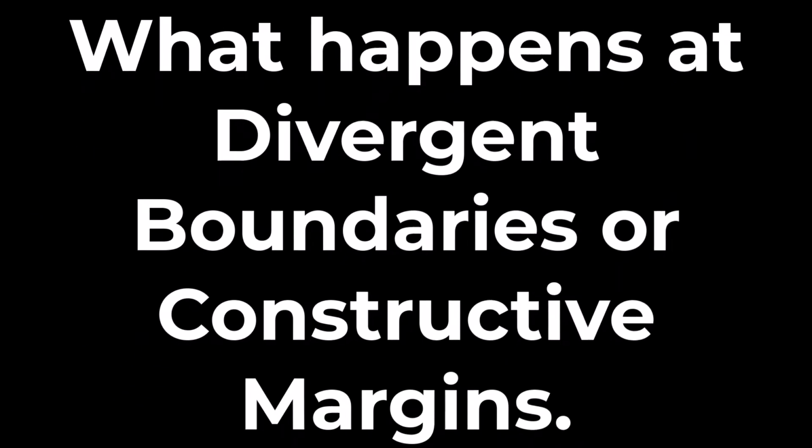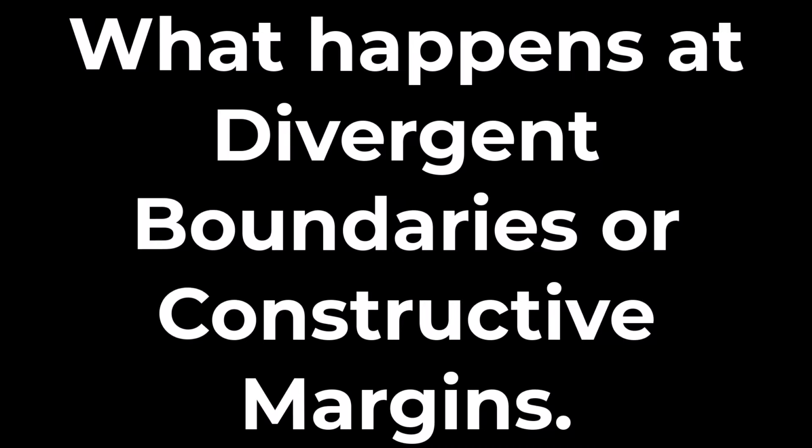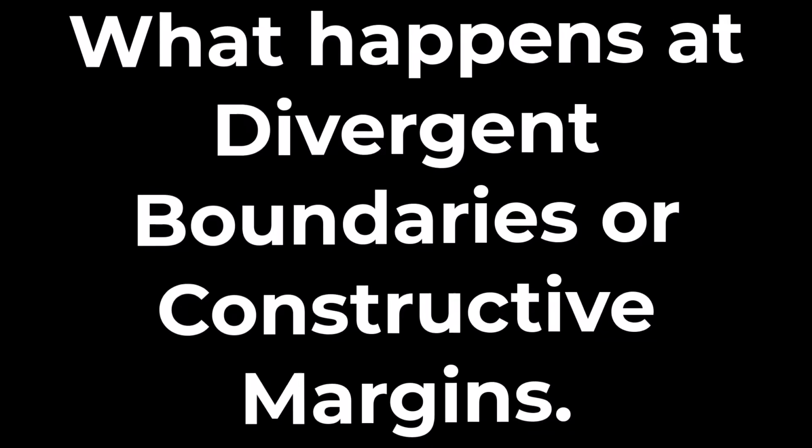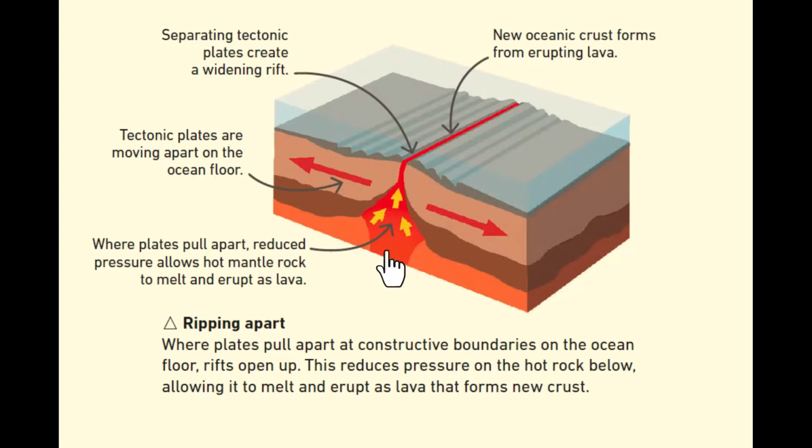Dear learners, in this video, I am going to explain what happens at divergent boundaries or constructive margins. This illustrates the separation of two oceanic plates to form new oceanic lithosphere. The hot asthenosphere underneath is carrying the two plates apart, and as the rising mantle rock melts, magma is injected between the plates to create new crust and lithosphere.